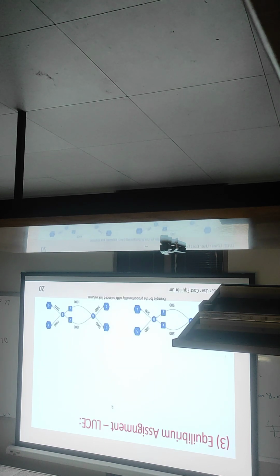And now let's move to the third, LUCE. Linear user cost equilibrium. Excellent. I know your task. Linear user cost equilibrium, it's linear user cost equilibrium. Explain it to us, please.